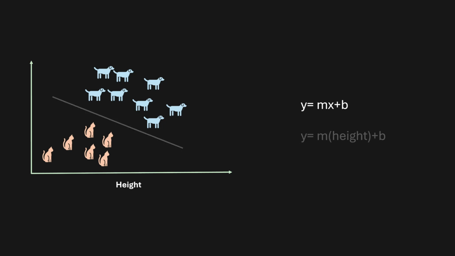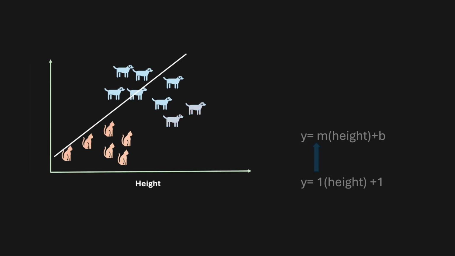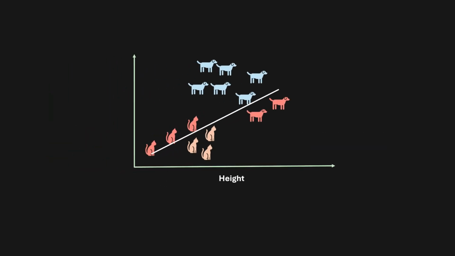In this example, the model has two key adjustable parts called parameters or weights, which are m and b. These parameters control how the line is drawn. For instance, if we set m equal to 1 and b equal to 1, the model will draw this line. However, at the beginning, the model doesn't know the best values for its weights, so it starts with random guesses. The model then calculates this error by checking how many animals were classified incorrectly. These mistakes are shown in red.